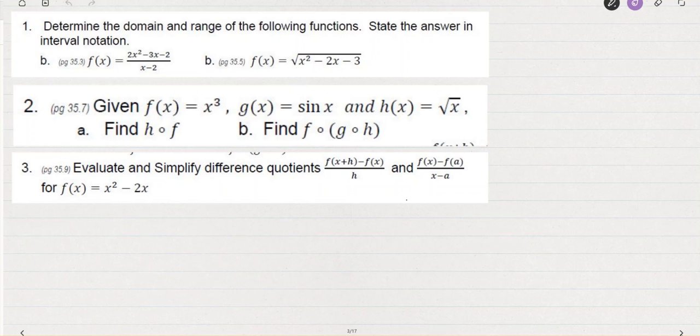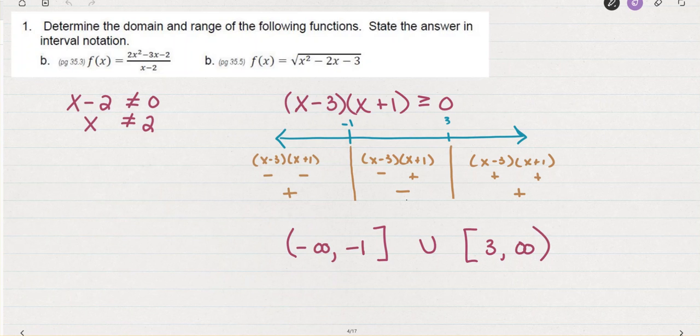Let me be clear that the test could certainly involve questions that are not demonstrated here on this set of practice problems. The first three questions review Chapter 1. Number 1, determine the domain and range. Number 2, use the composition of functions. And number 3, show that you remember some algebra that allows you to simplify the different quotients that are shown.